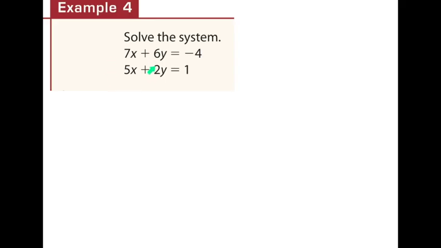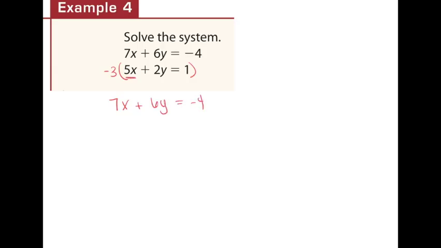But between 6 and 2, I can actually just change the 2, right? I can multiply him by what? 3. And specifically, I want him to be a -6, so I need to multiply by -3. So I'm going to take this entire equation and I'm going to multiply by -3. I'm going to leave my top equation alone. 7x plus 6y equals negative 4.